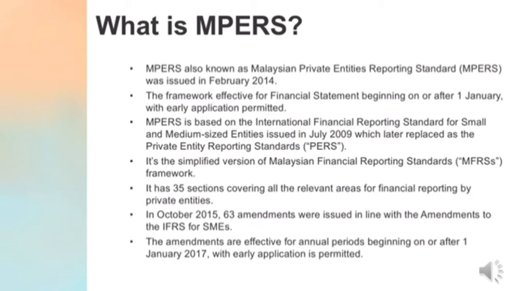It has 35 sections covering all the relevant areas for financial reporting by private entities. In October 2015, 63 amendments were issued in line with the amendments to IFRS for SMEs. The amendments are effective for annual periods beginning on or after 1st January 2017, with early application permitted.